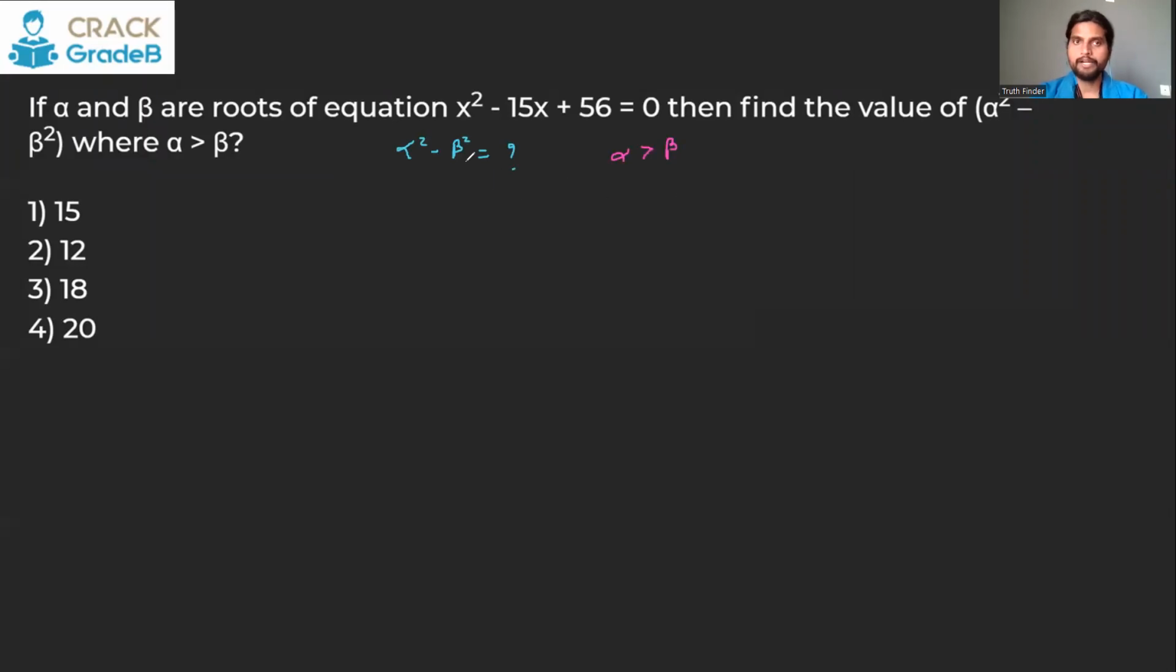So we can use one algebraic identity here, that is p plus q whole square. You must be knowing what p plus q whole square is. p plus q whole square is p square plus q square plus 2pq. And p minus q whole square is p square plus q square minus 2pq. Right?